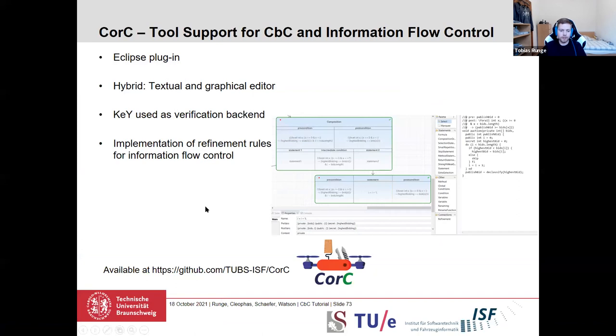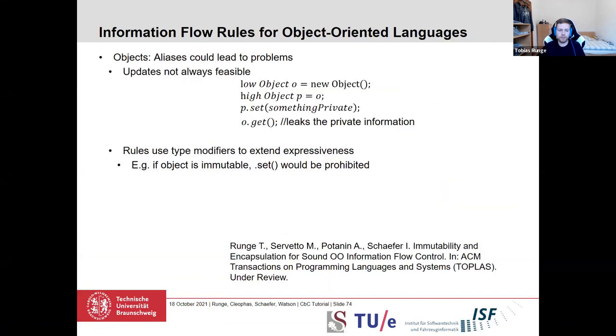And to just conclude this part, I've just shown you the simple part, having the guarded command language. And now we are currently doing an extension where we also think about object-oriented languages. So in this object orientation, a new problem comes into play. We have objects that can have different aliases. So as you can see here in the example, we have an object O that has a low security level. And when we now have an alias with a high security level to the same object, and update this object via the high reference, writing something private in there, we still have the low reference to read this information.